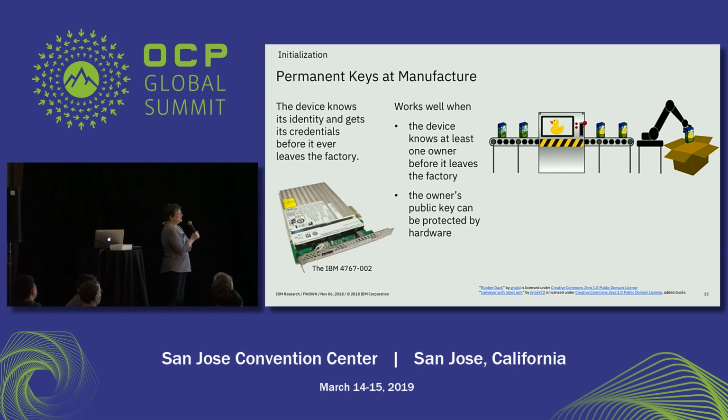So in this case, the device gets its credentials and its ownership, or at least one of the owners. Remember, it could be applications, operating system, the power on self-test, or whatever it is. At least one of the owners is known before it leaves the factory. And that owner is put into the device. But the owner's public key does have to be protected by hardware. We'll go into that in a minute. The device that I worked on, which has a FIPS 140-2 level 4 certification, uses this model, where before it leaves our manufacturing facility, it has an owner in it at the beginning.